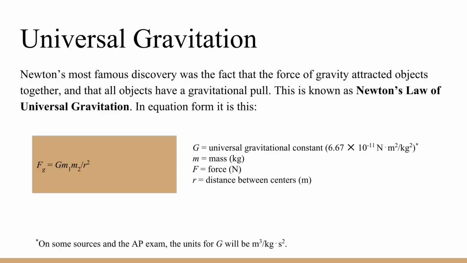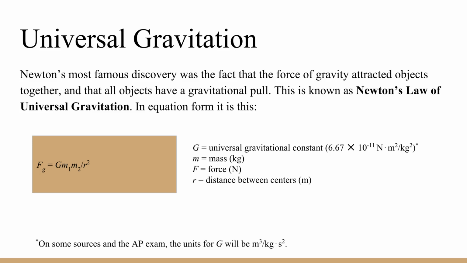All right, so let's move on to universal gravitation. So Newton's most famous discovery was the fact that the force of gravity attracted objects together, that all objects have a gravitational pull, right? And this is known as Newton's law of universal gravitation. So in equation form it is this: Fg equals G m1 m2 over r squared, where m is the mass in kilograms of the two objects. F equals force, the force of gravity in newtons.